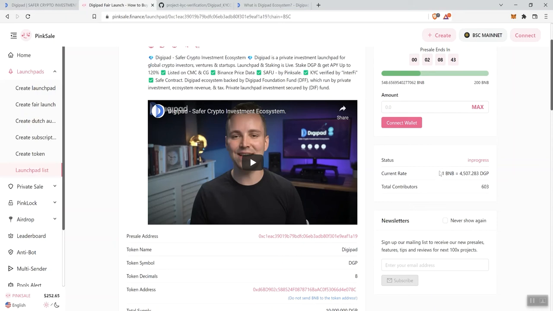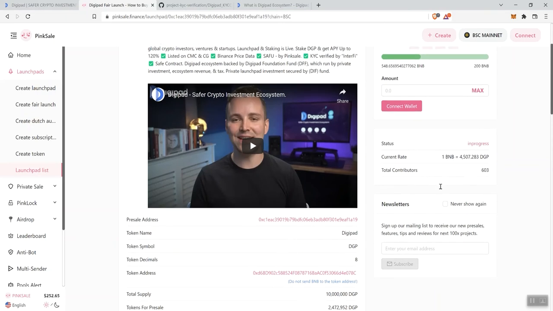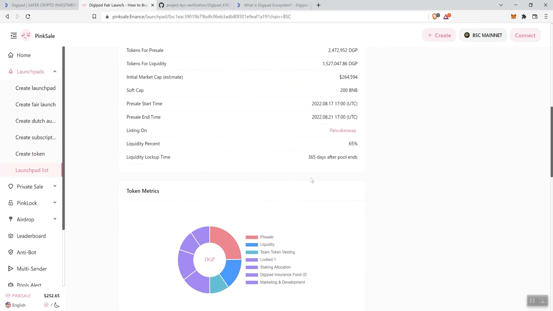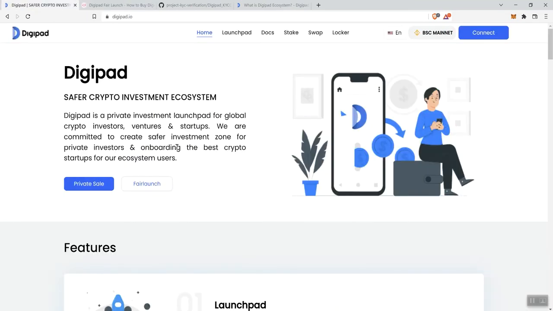This is currently the rate of Digipad token that you're getting per BNB. 603 total contributors. They've already met their soft cap, and the initial market cap for launch will be at 264,594. Again, understand that as an estimate. And then we see that liquidity lockup time is 365 days after the pool ends. So nothing concerning to me as far as the token metrics.